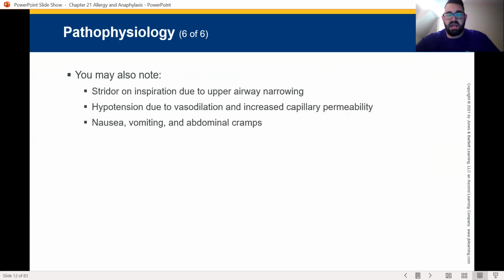There you go. Hypotension is going to happen due to vasodilation and increased capillary permeability. So the capillaries will start to leak and fluids will start to go in places they're not supposed to. Hypotension, again, the blood pressure will drop because the pipes are bigger than hell. Nausea, vomiting, abdominal cramps, these are all very common with the histamine release and allergic reaction.